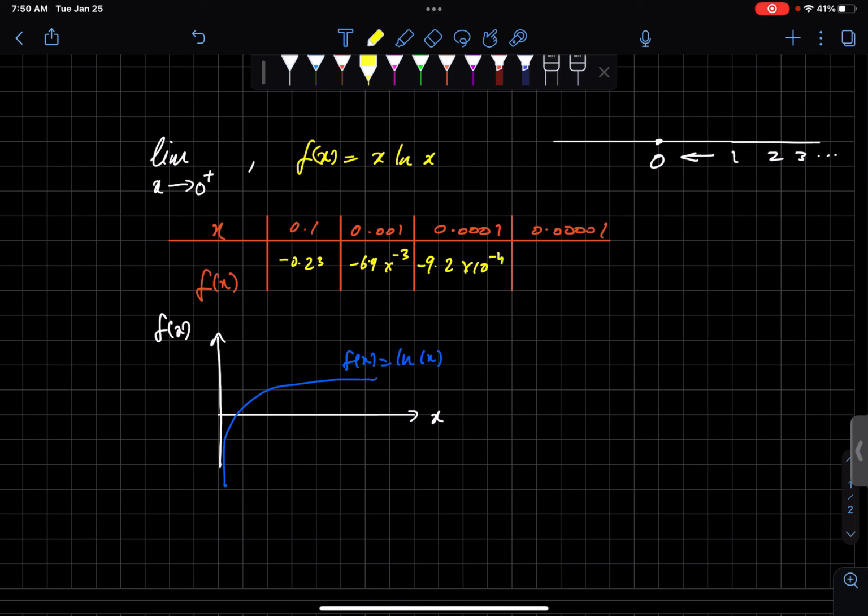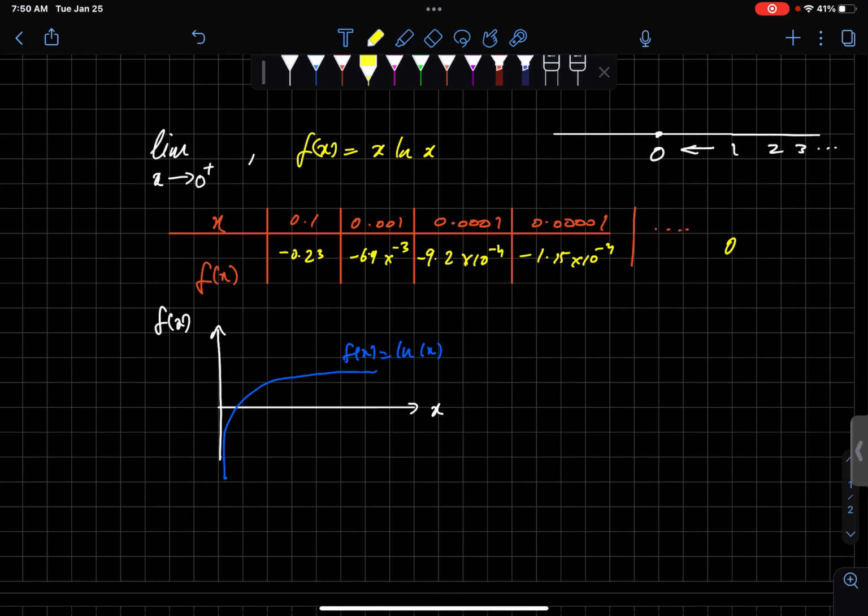And I think you can see where this is going, right? So just do it one last time, with the next smaller value of x. We get minus 1.15 times 10 to the minus 4, right? And we get smaller and smaller. As you can see, as we plug in tinier and tinier numbers for x, we'll eventually get closer and closer to 0, right?